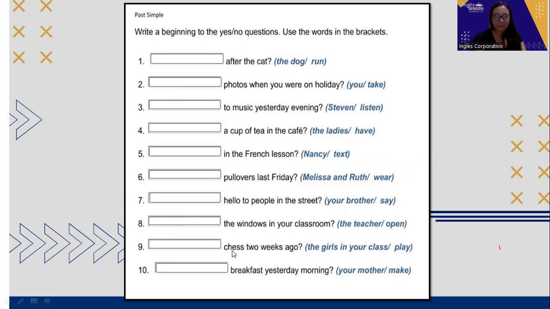Number 10. Ovidio tiene problemas con la plataforma. Veamos. Rafael, me puede ayudar con esta, por favor. Si gusta ayudarme. Yes, teacher. Okay.